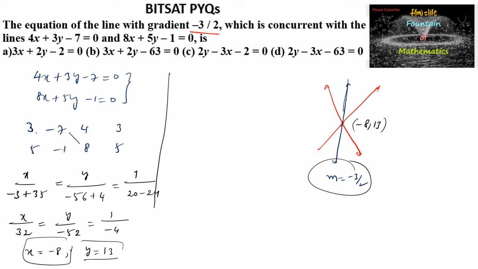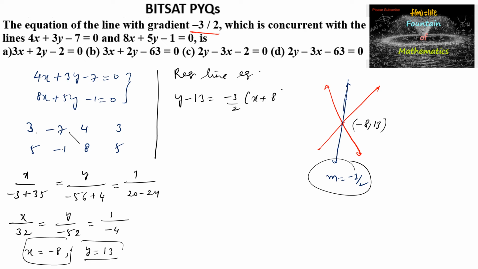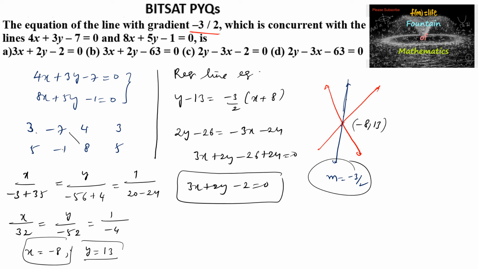So the required equation of the line can be taken as y minus y1 is equal to minus 3 by 2 into x minus of minus 8. So we can get 2y minus 26 is equal to minus 3x minus 24. That is 3x plus 2y minus 26 plus 24 is equal to 0, or we can say 3x plus 2y minus 2 is equal to 0, which is our option A. Option A is the answer.